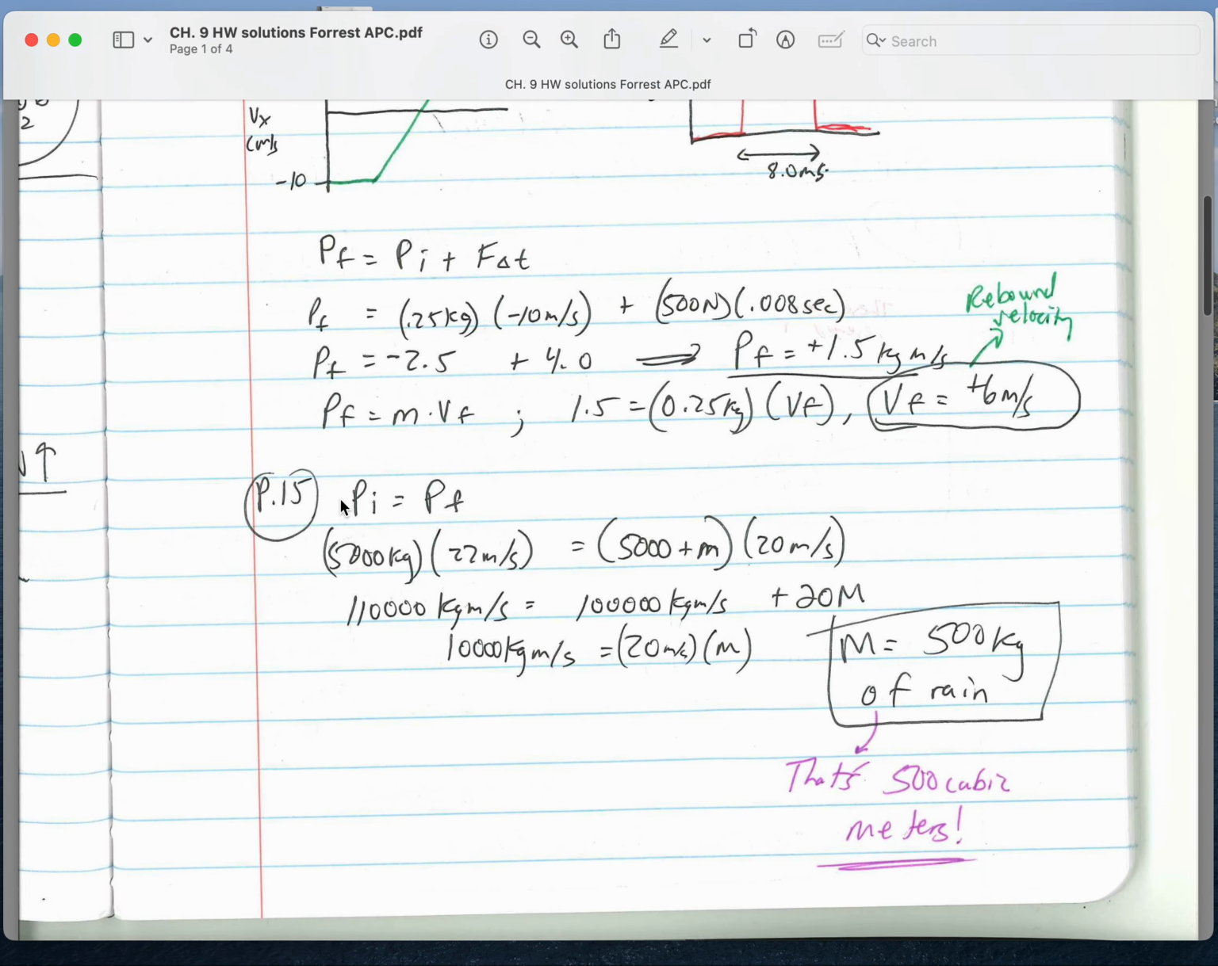For problem 15, it was a train car, and it was raining into the train car vertically from above. Initially, the train was going 22 meters per second, and at the end, it was going 20 meters per second. It was asking about the mass of the rain. So solve this using momentum initial equals momentum final. The speed is lower, therefore the mass has to be higher. And I've got 500 extra kilograms of rain. That's 500 cubic meters. Considering that I don't think a train car is that many square meters, it might be like, I don't know, 5 times, maybe it is. Yeah, that would be a very heavy rain, I think.